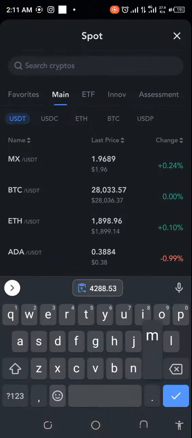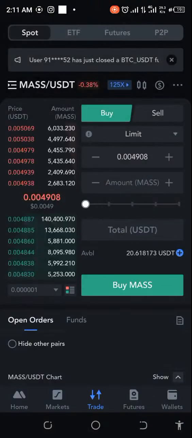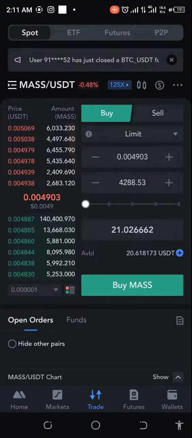Mass what then? That's mass USDT. Okay, let's go ahead and see how this will go. Let's click on this and put that in. Oh, 21.02. That's like about 50 cents. That's beautiful.